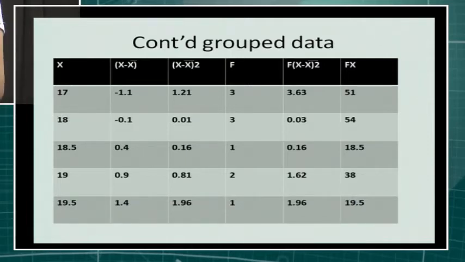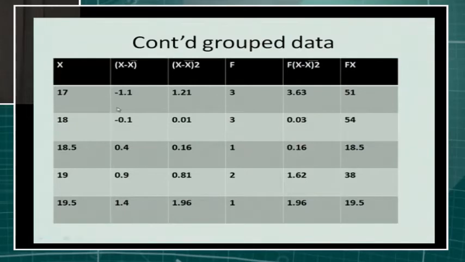Then we now look at the frequency. F means the frequency. That means in that data set, 17 occurred 3 times, 18 occurred 3 times also, 18.5 just once, 19 two times, 19.5 once. You see, I have made the work so easy. Instead of listing, I just compress them to make it easy. In fact, it will be even easier when you are dealing with a large set of data like this.